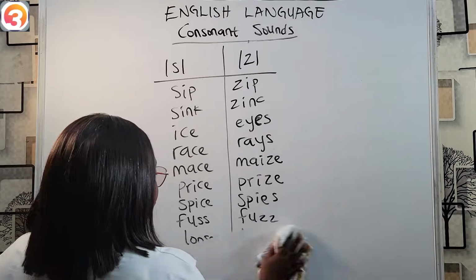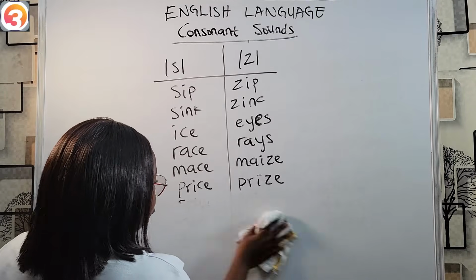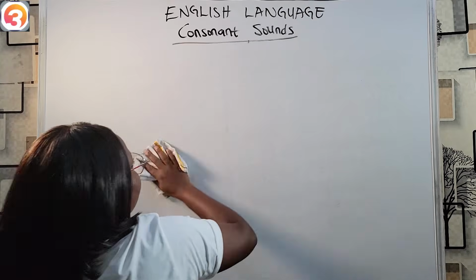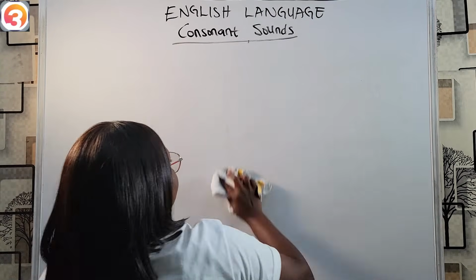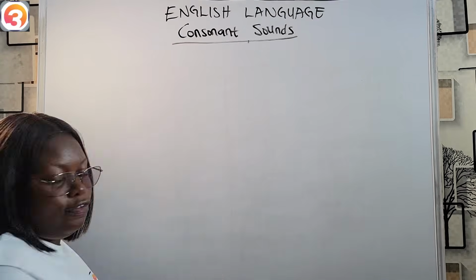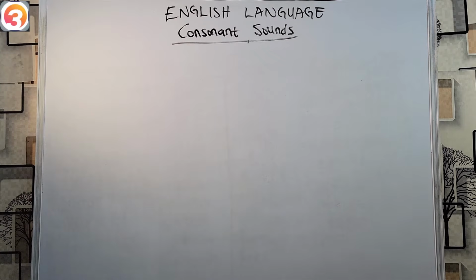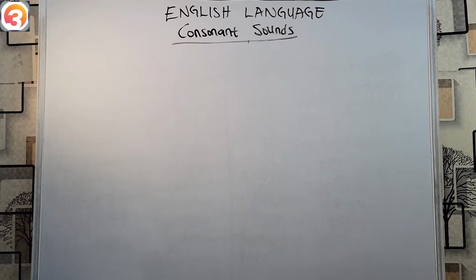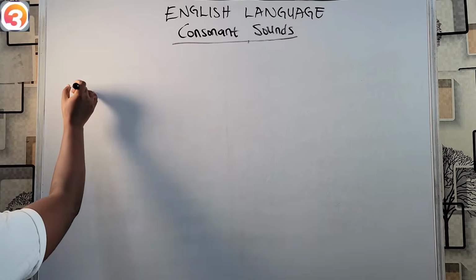Now we answer questions on these sounds, S and Z. First up, we pick out the odd words. Let's say we're given this.